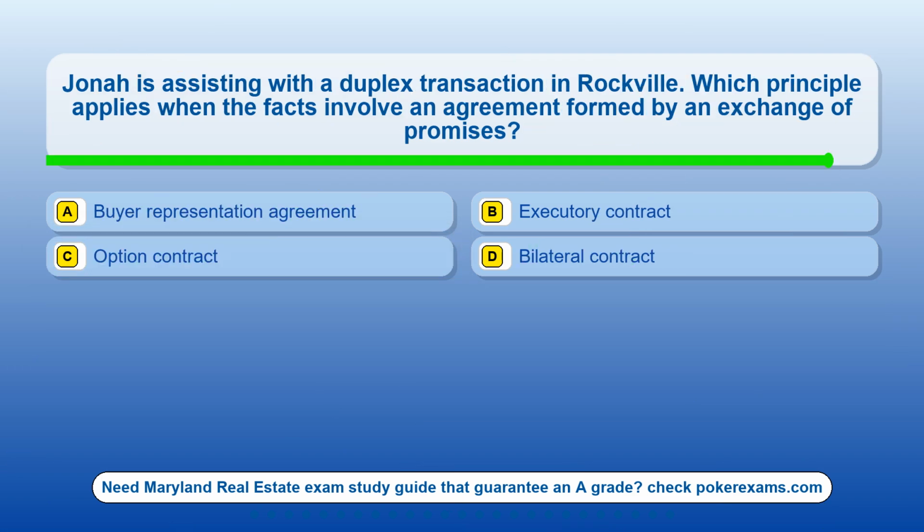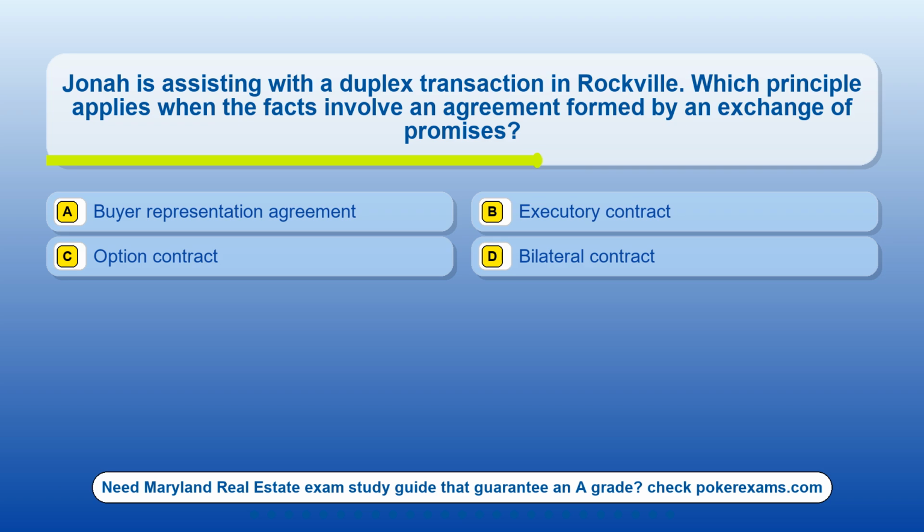Question 17. Jonah is assisting with a duplex transaction in Rockville. Which principle applies when the facts involve an agreement formed by an exchange of promises? Option A, buyer representation agreement. Option B, executory contract. Option C, option contract. Option D, bilateral contract.